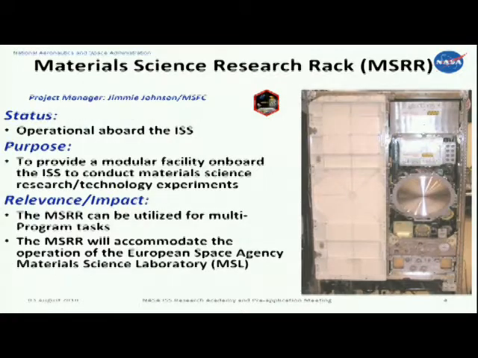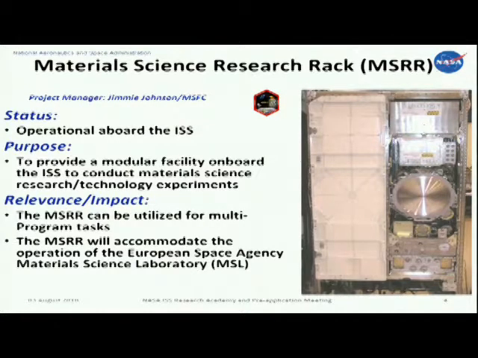Next one. Like I pointed out, I am the project scientist for the Material Science Research Rack on the station. And this is the facility. This is a joint activity between the European Space Agency and Marshall Space Flight Center. The facility is modular, and it accommodates various furnaces, and the furnaces have been provided by the European Space Agency.